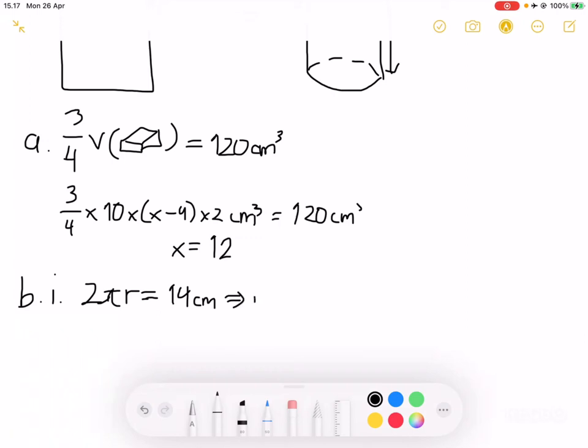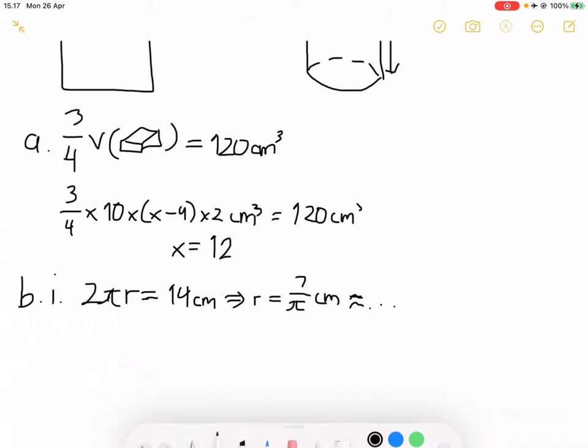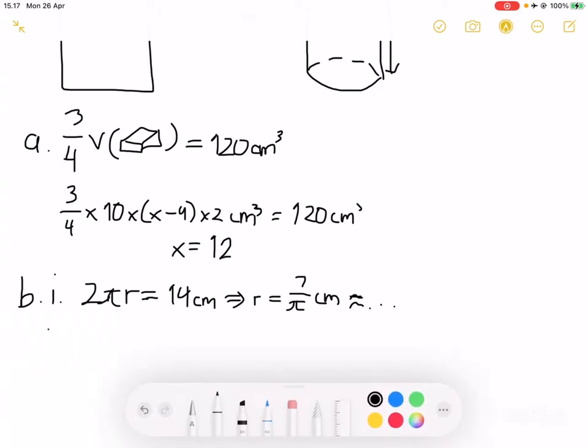And this will give us r is equal to 7 over pi centimeters, which I'll let you do the approximation. You can use pi to be 22 over 7 or 3.14, or you can input that into a calculator for a better approximation.